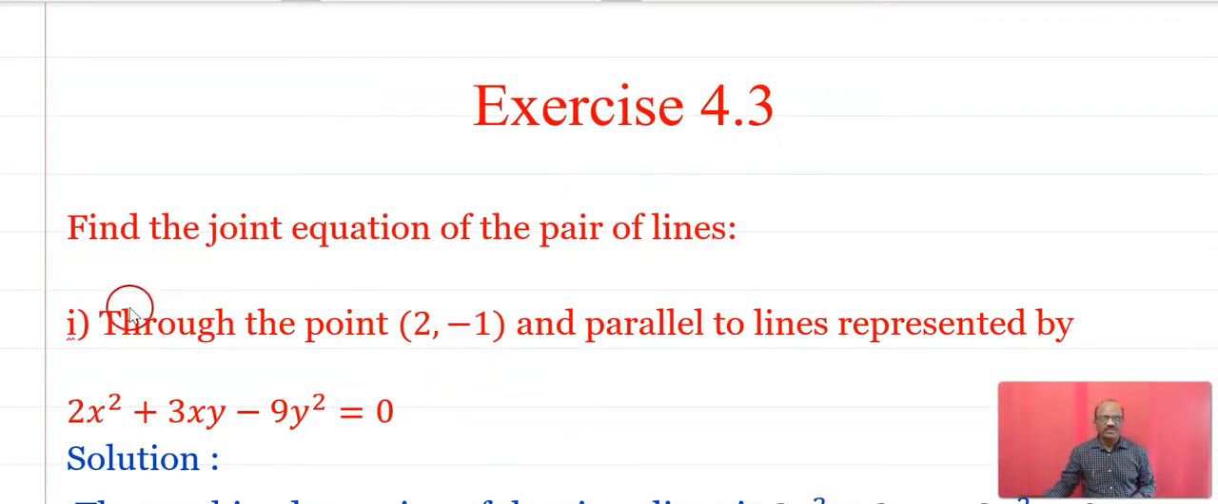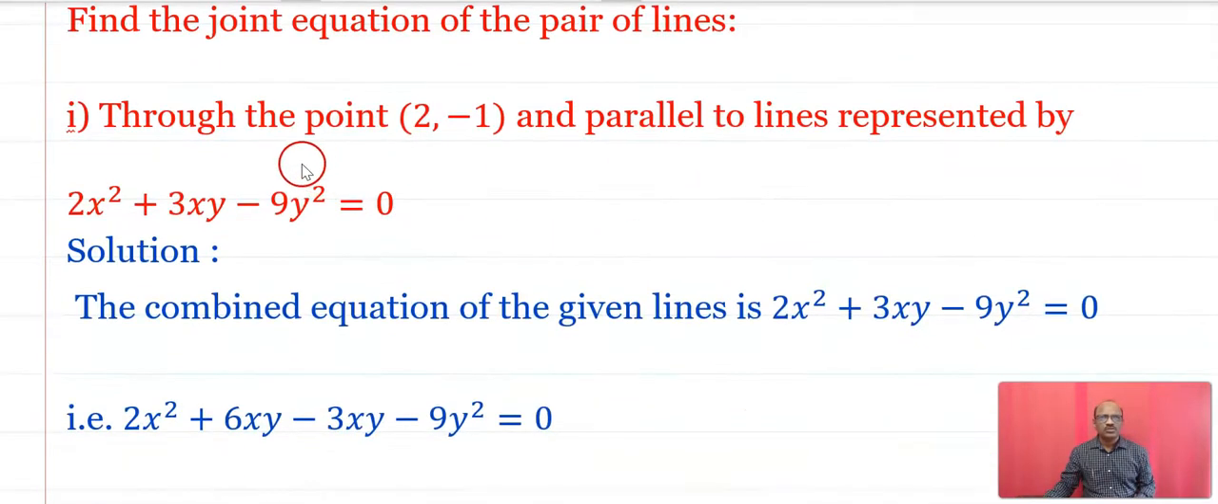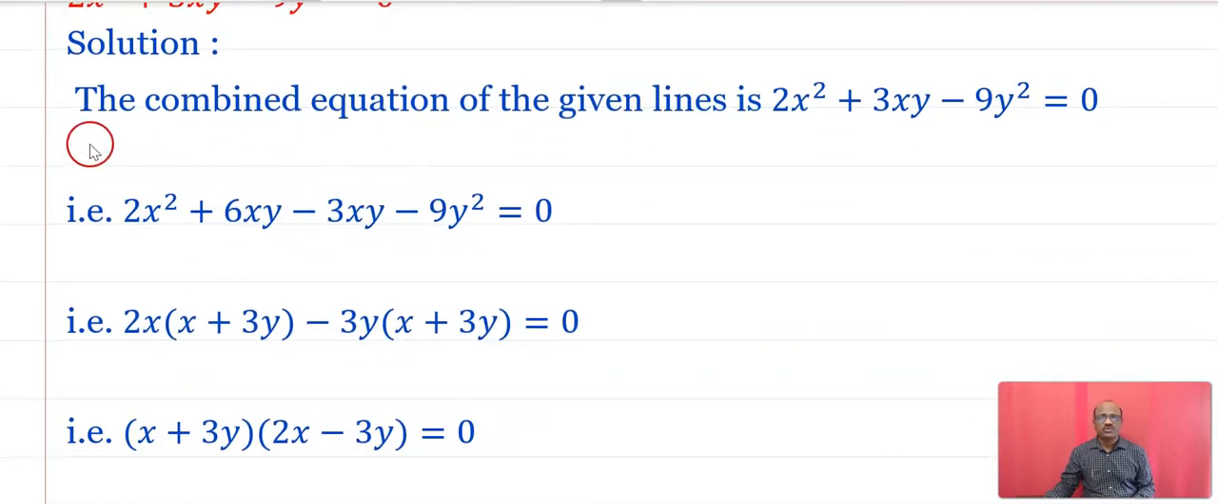Exercise 4.3. Find the joint equation of the pair of lines through the point (2, -1) and parallel to the lines represented by 2x² + 3xy - 9y² = 0. The combined equation of the given lines is 2x² + 3xy - 9y² = 0.